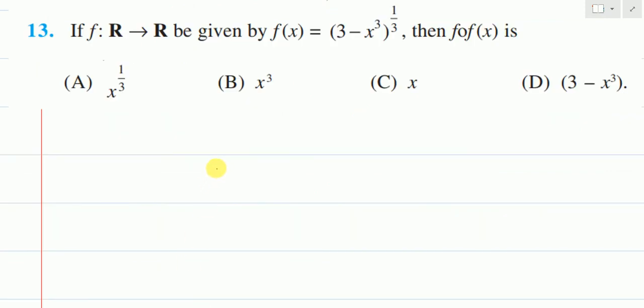Next, here is an objective question, that is a multiple choice question. If f from R to R is given by f of x is equal to (3 minus x cube) whole to the power of 1 by 3, then f composition f of x is: option A, x to the power of 1 by 3; option B, x cube; option C, x; and option D, 3 minus x cube. Here we need to compute f composition f of x.